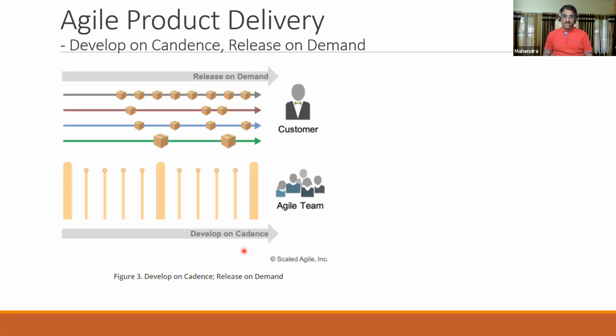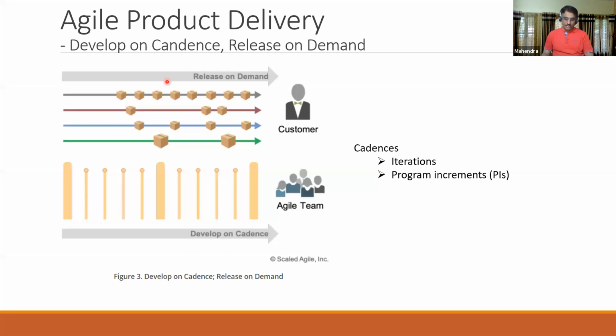The second dimension is that you develop on cadence and release on demand. There are two types of cadences out here: iterations or sprints, that is a cadence. So it's a 2 week sprint. The entire agile release train works on the same iteration. There could be 10 to 15 teams. All 10 teams start their iteration on the same day and end their iteration on the same day. So that's a cadence. And a program increment is a cadence.